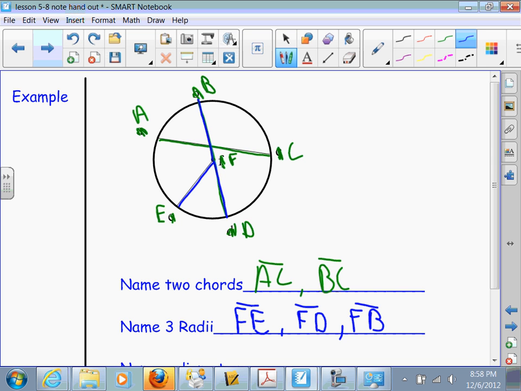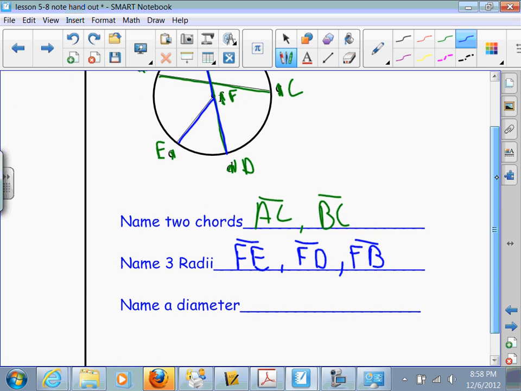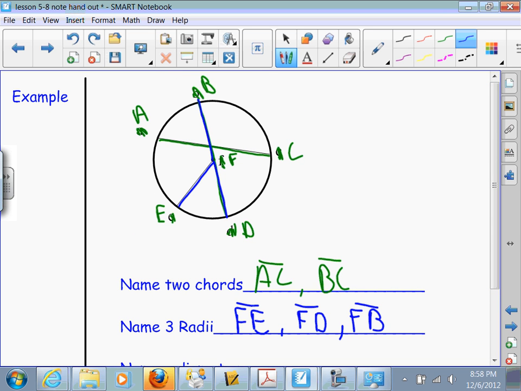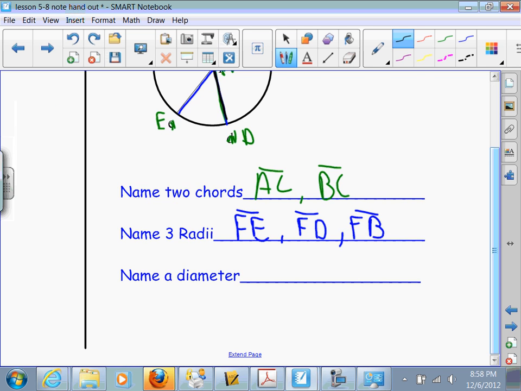Okay, so those are my three radii. And then it says name a diameter. A diameter, again, is a chord that just goes through the center. So I could use chord AB as my diameter.